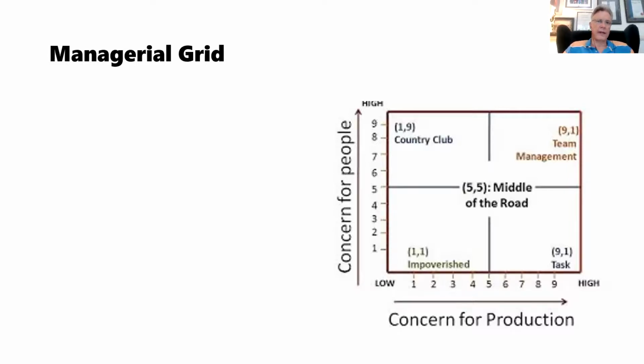But you wouldn't want to be in that position all the time, because the relationship dimension, of course, is being neglected. Now, the one that I find very interesting is the country club one, which is in the top left-hand corner. The country club position is where the leader adopts a high concern for people, but a low concern for production.